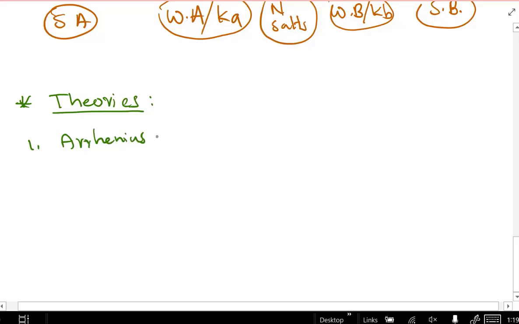Let's look at the theories of acids and bases. The first theory is called Arrhenius theory. That means simply that if H+ is released into aqueous solutions, or into the water, it is called an Arrhenius acid, right? So the Arrhenius acid releases protons into the water.